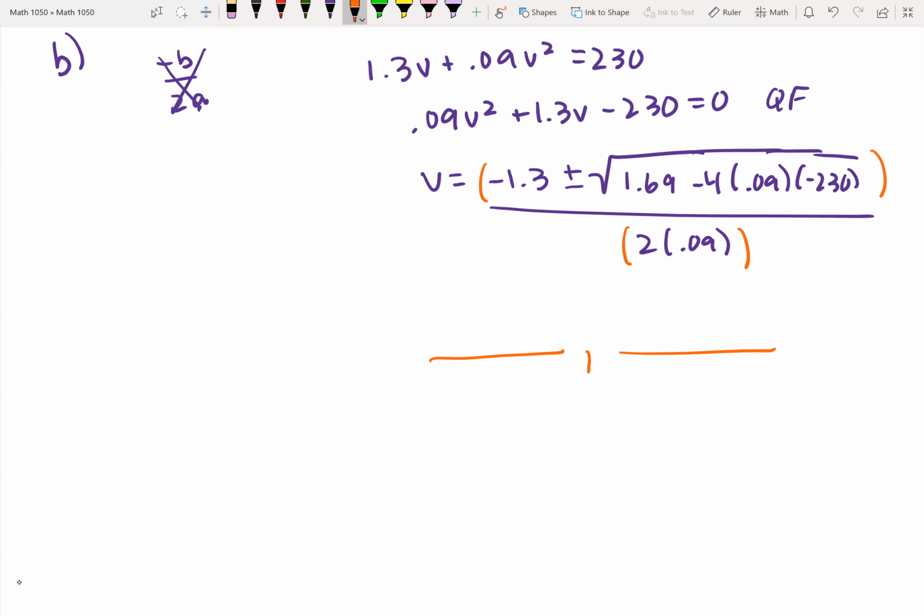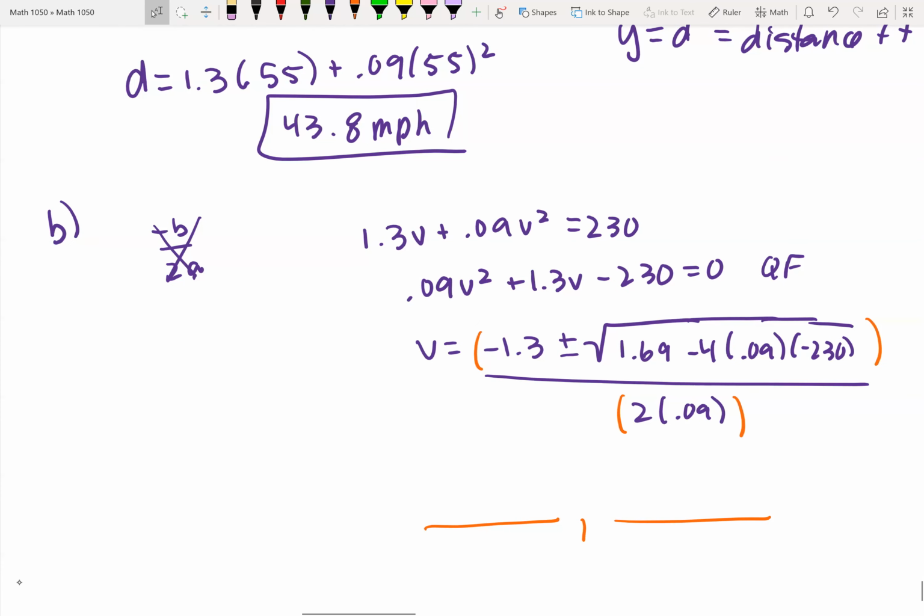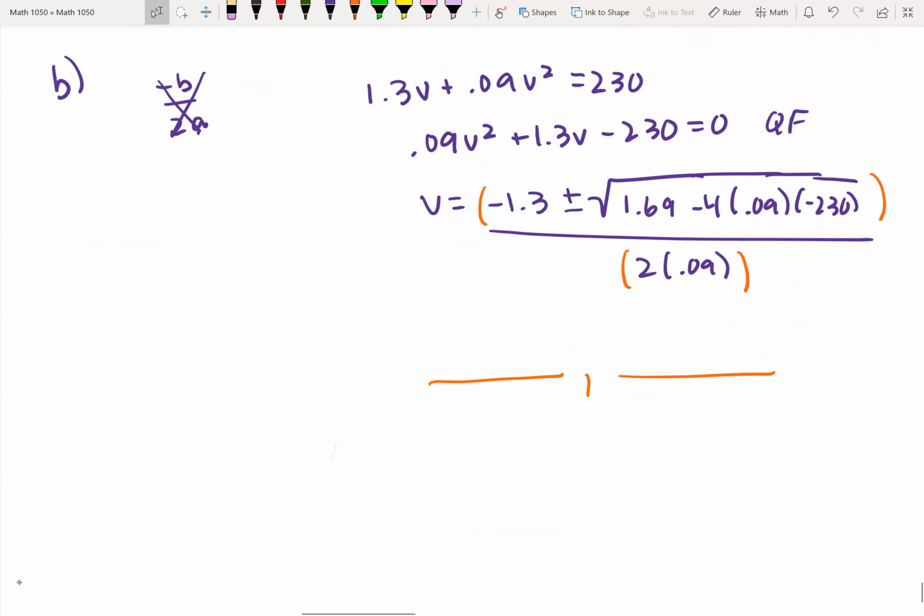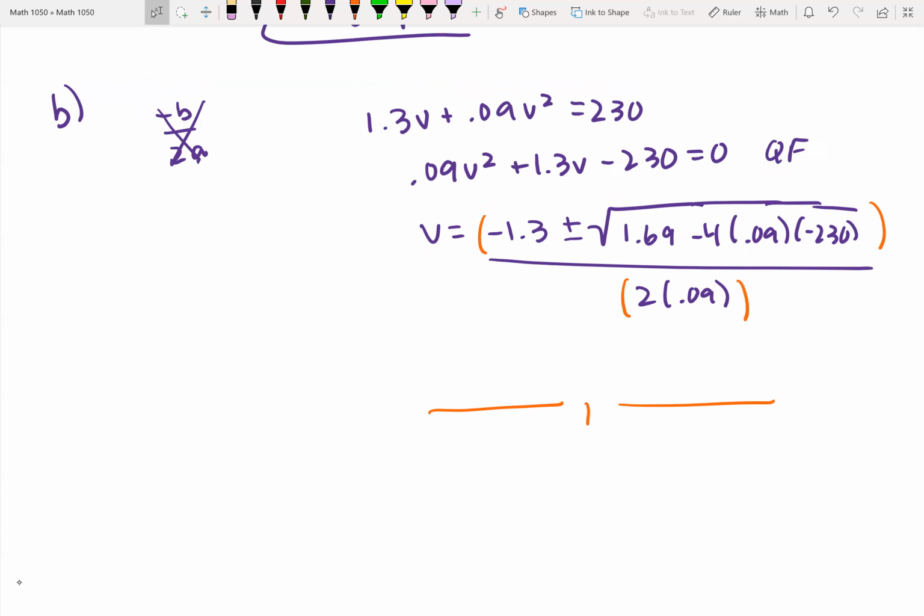Now, I'm so sorry, but I don't have a calculator with me. My daughter's asleep, and I do not want to wake her up. So I'm just going to tell you what the right answer is. So it's 40.